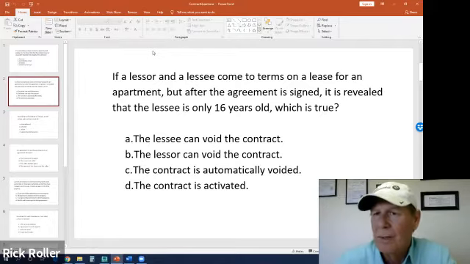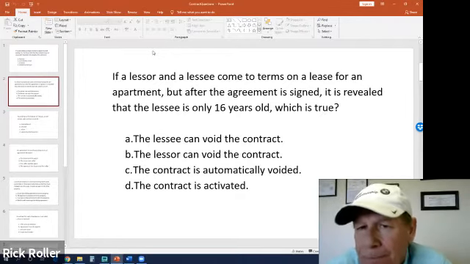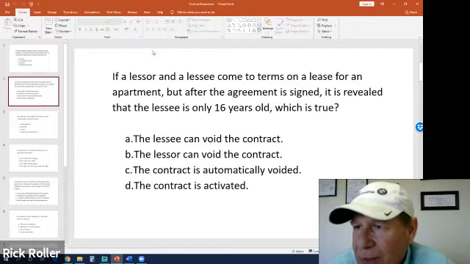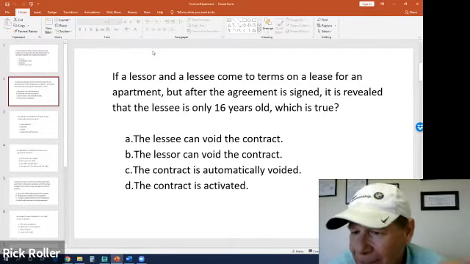Tenant wants to move in. What do they want to get from the landlord? They want the right of possession. They want the keys, right? Does that make sense?